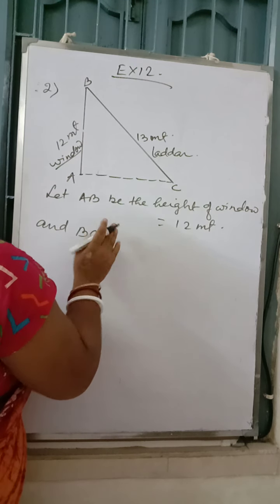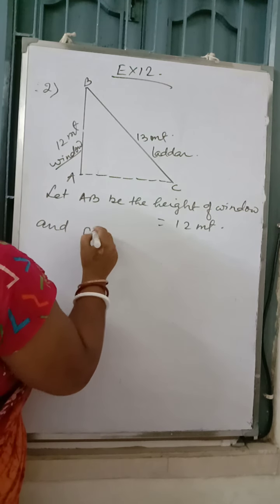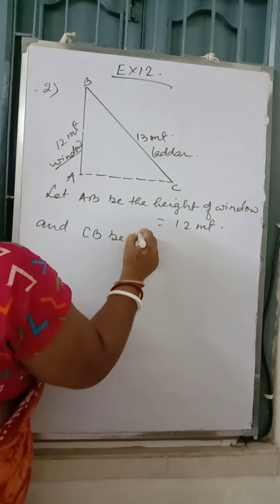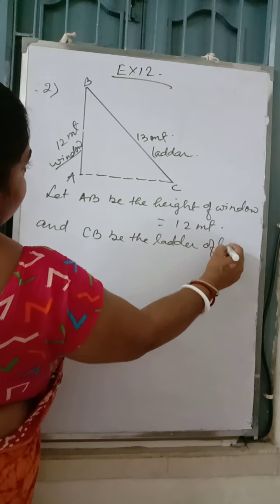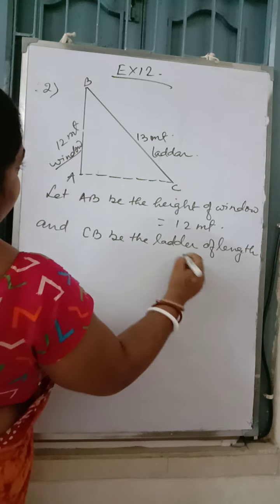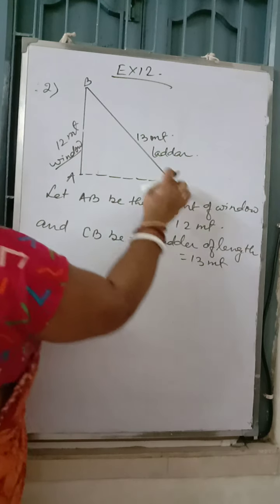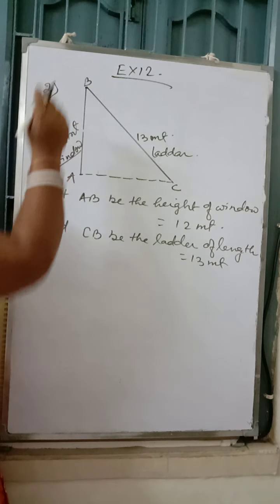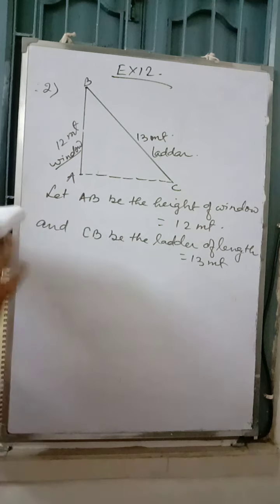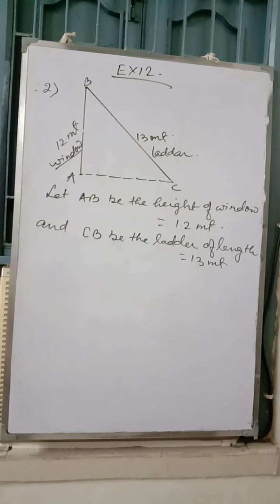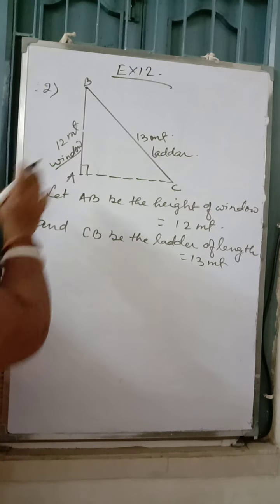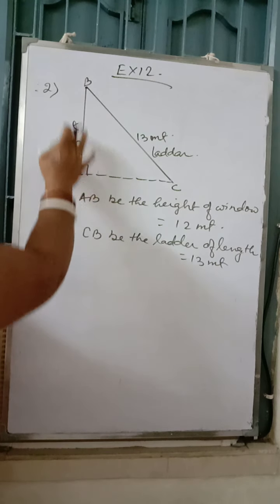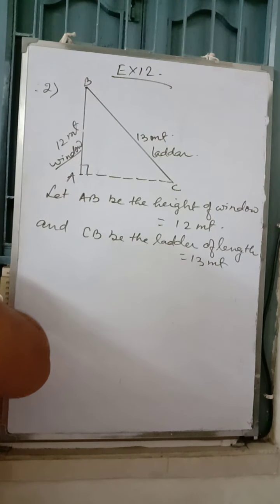CB be the ladder of length 13 meter. Is it? From here to this, B is a window, this is the height, and B is a window, so ladder has to reach the window. So ladder's length is 13 meter and window's height is 12 meter. Now walls are always straight, so this would be 90 degrees angle.